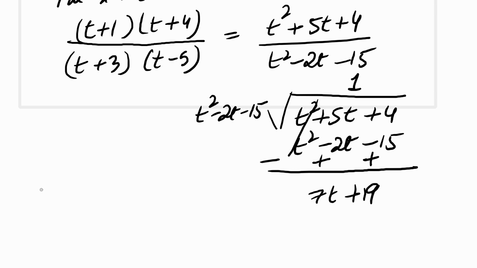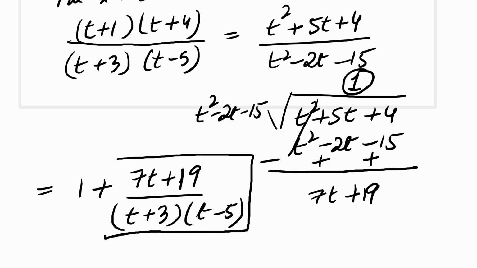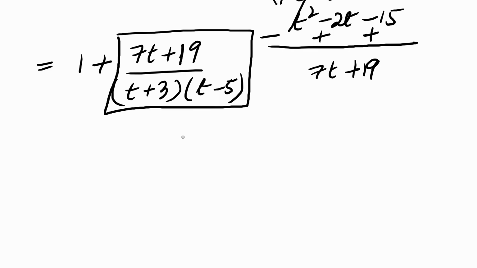So I can write it down as a mixed fraction: 1 plus, because the quotient was 1, 7t plus 19 upon, I will not write t square minus 2t minus 15 as the denominator; I will write (t plus 3)(t minus 5). Now the denominator has degree 2 and the numerator has degree 1. So here I will apply partial fractions, okay?